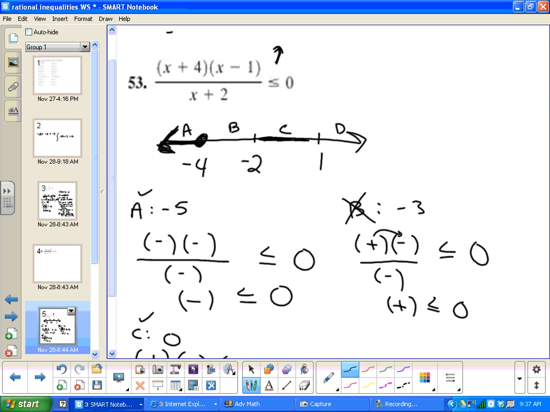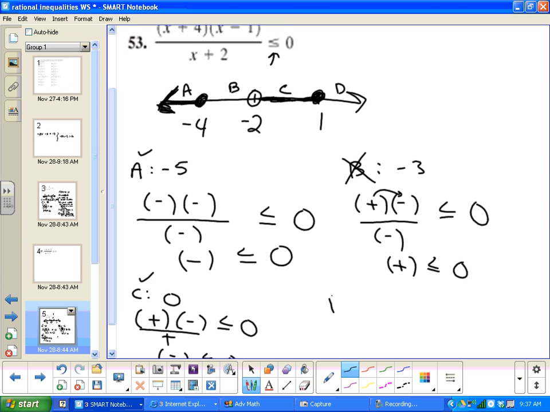All right, now let's talk about the endpoints on it. Now, it said less than or equal to, so it seems like you would do closed circles, but not on -2, right? Because -2 makes it undefined. So that one would be open, and this one would be closed. All right, now let's do part D.